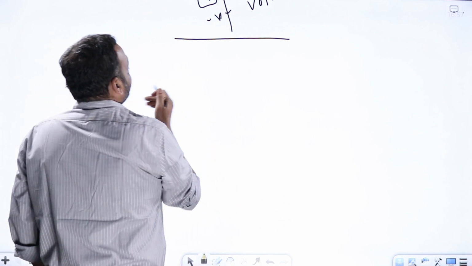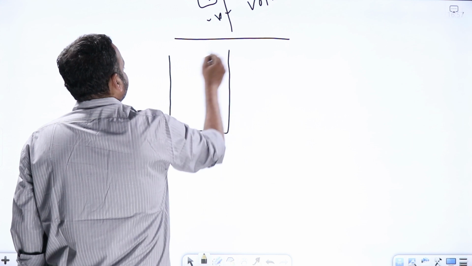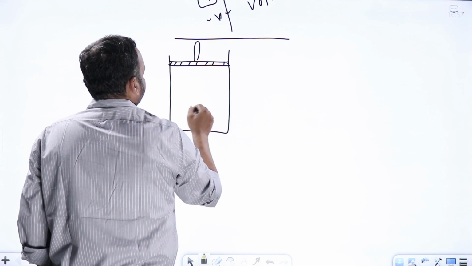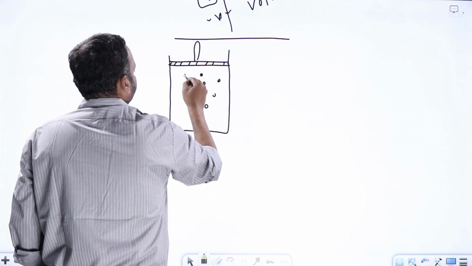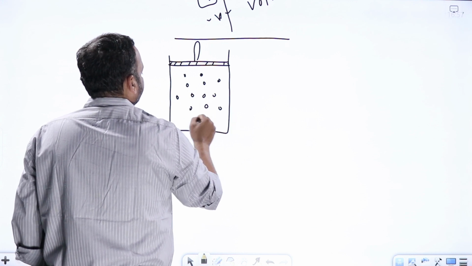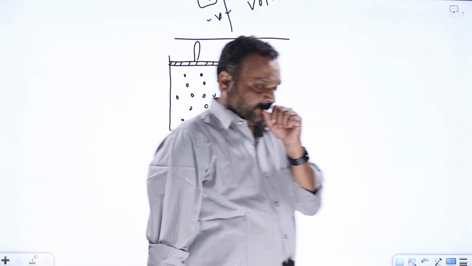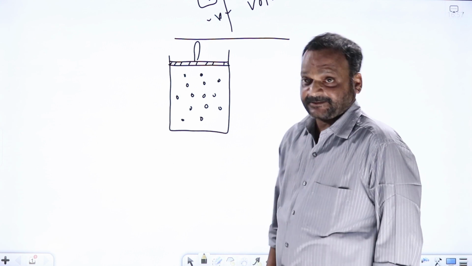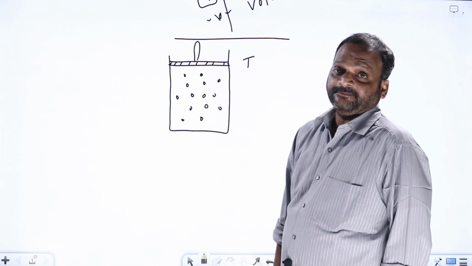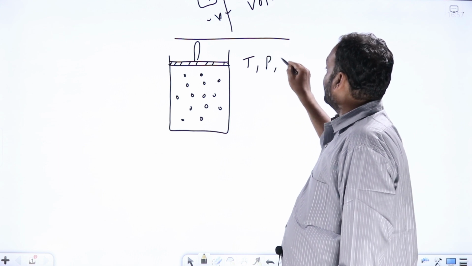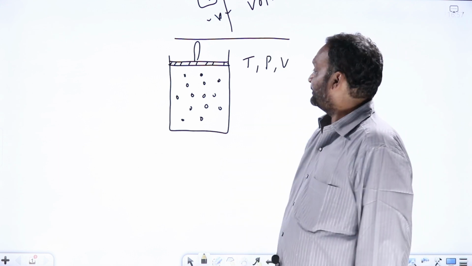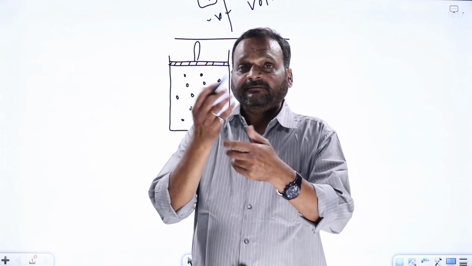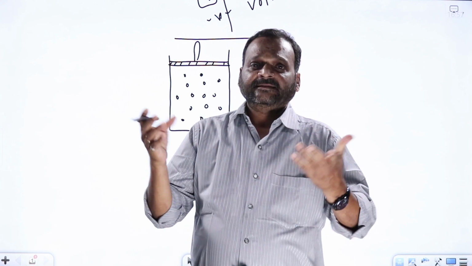Now, consider a system like this. This is my system. What are the salient thermodynamic coordinates or state variables for the system? For a gaseous system, temperature is important, pressure is important, volume is important. These three are important terms. Systems need not always be a gas in a cylindrical vessel fitted with a piston. Many types of systems can be under consideration.